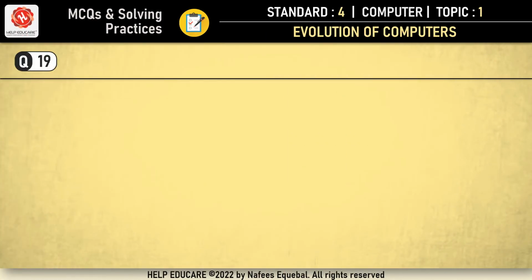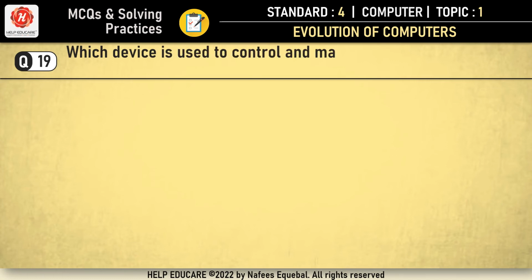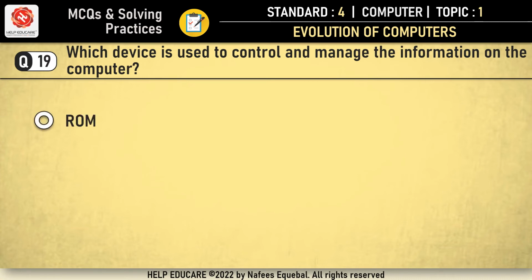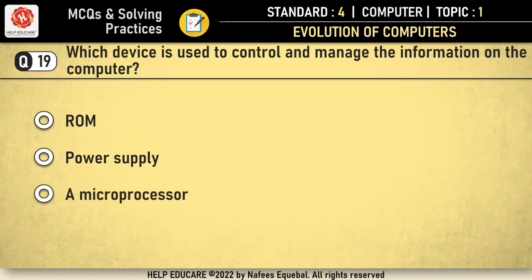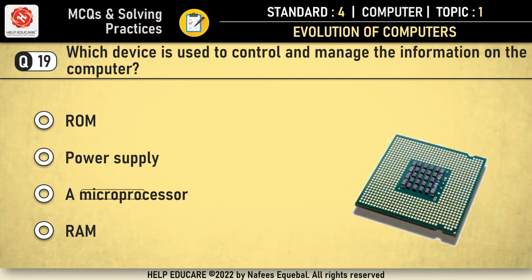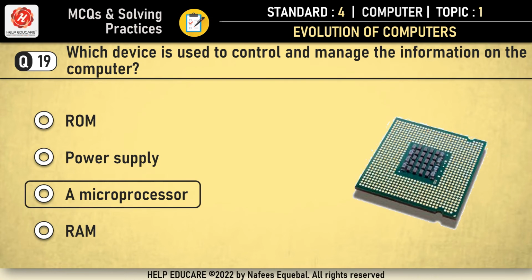Question number 19. Which device is used to control and manage the information on the computer? First option, ROM. Second option, power supply. Third option, a microprocessor. Fourth option, RAM. Answer will be displayed in 10 seconds. Correct answer is, a microprocessor.